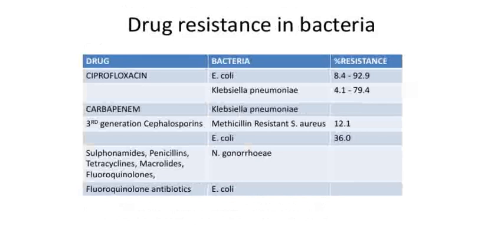Similarly, the species N. gonorrhoeae is also now found to be resistant towards sulfonamides, penicillins, tetracyclines, macrolides, fluoroquinolones, etc. And even for fluoroquinolone antibiotics, E. coli has evolved itself and has now acquired a resistant version of itself against fluoroquinolone antibiotics as well. So the major antibiotics, which are the antibiotics of choice for a large, wide variety of people around the countries, the bacteria have now developed themselves and are resistant to these common drugs.